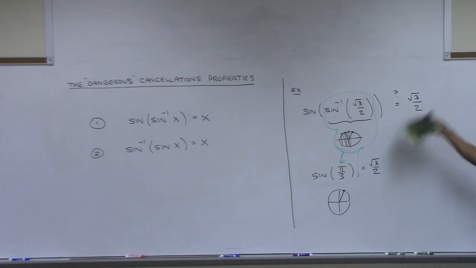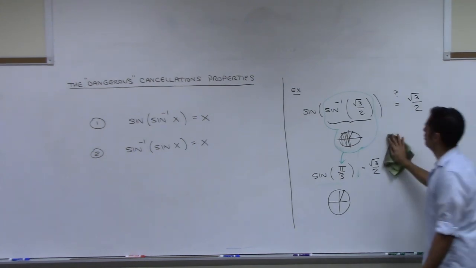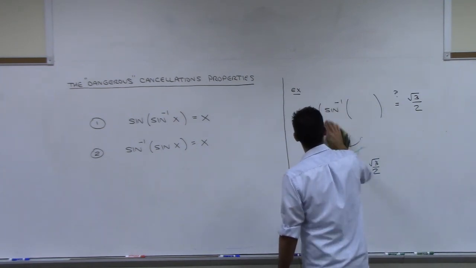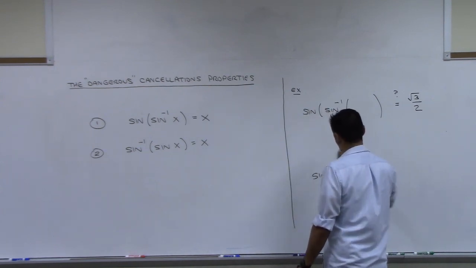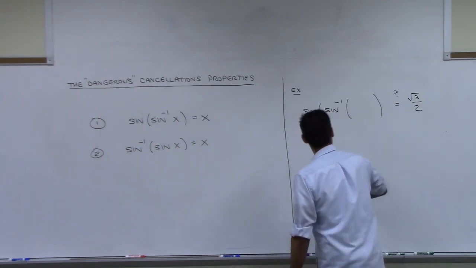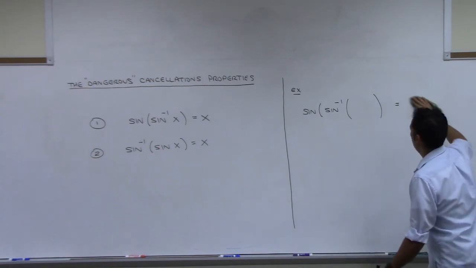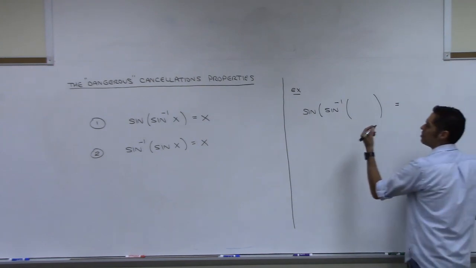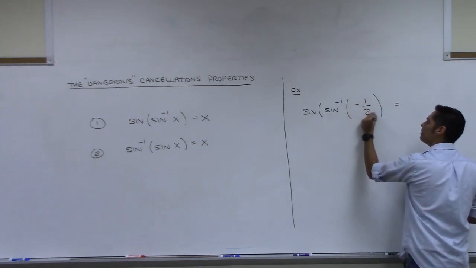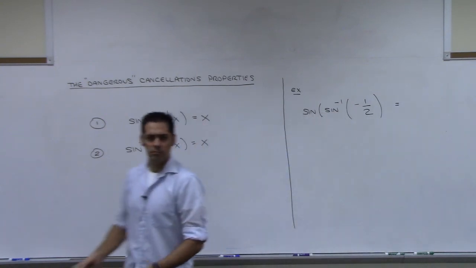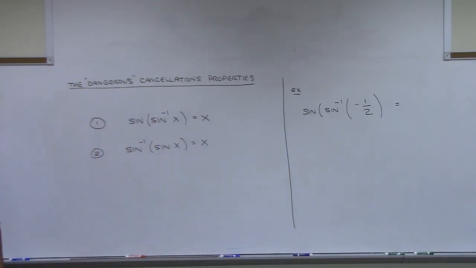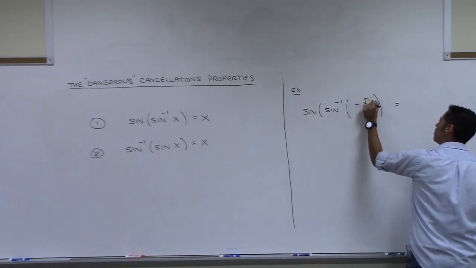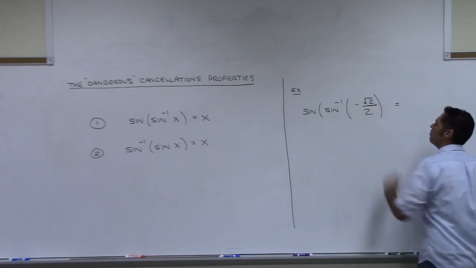All right, let's try another one. Let me change it up a little bit. How about sine of arcsine of negative 1/2? Let me throw a negative in here and see if it screws it up at all. You know, let's make that negative root 2 over 2, just because I don't think we've used root 2 over 2, have we? Oh, we have? Okay, well, let's just do it anyway.